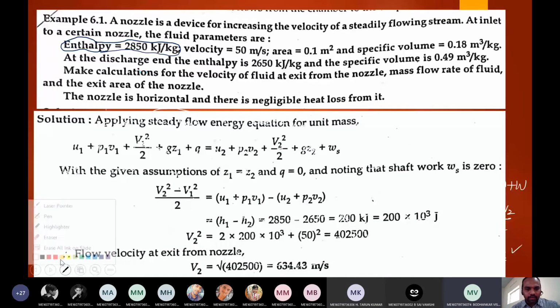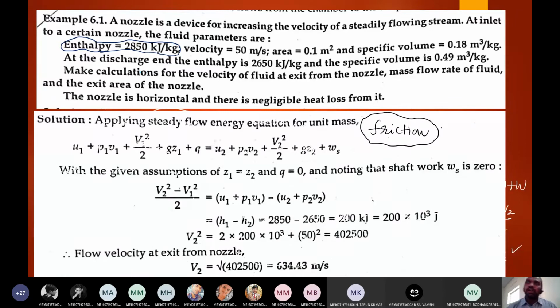Sir, in practice, is the continuity equation possible or not? In practice, the continuity equation is possible, but due to friction, some losses are there. That's why a small difference will be there.